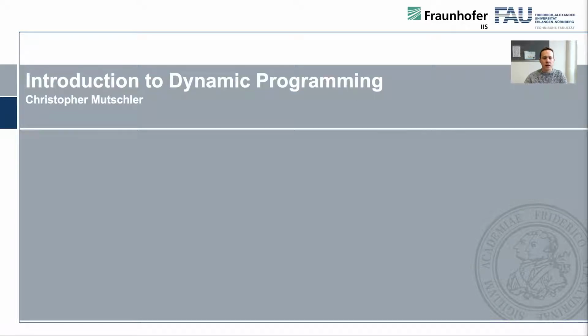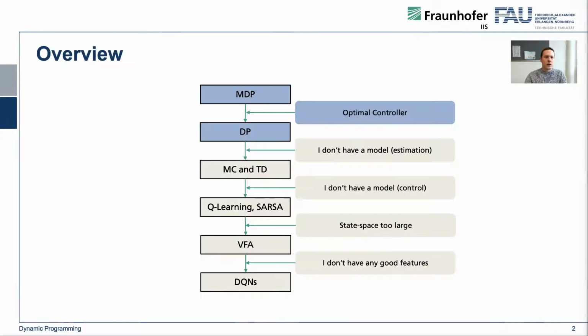So welcome to the second lecture for reinforcement learning, dynamic programming. In the last lecture we actually introduced the problem of reinforcement learning. We got to know the agent environment interface and how we define problems to solve with reinforcement learning. And we also introduced our formal framework known as Markov decision processes.